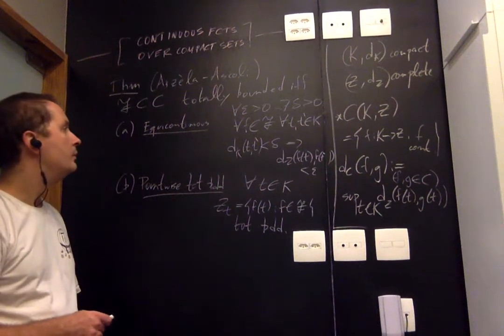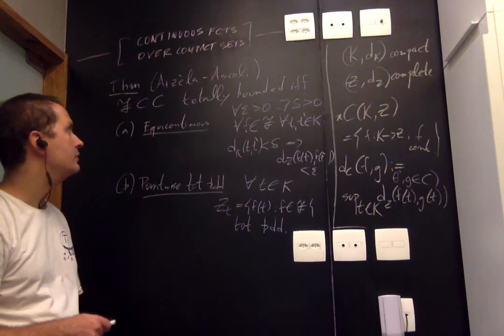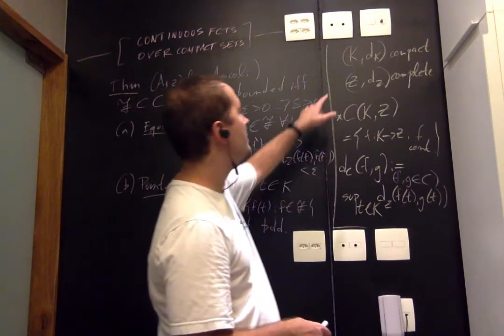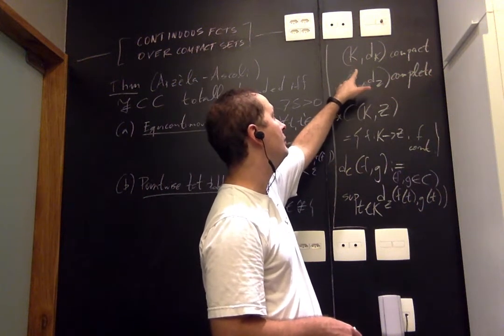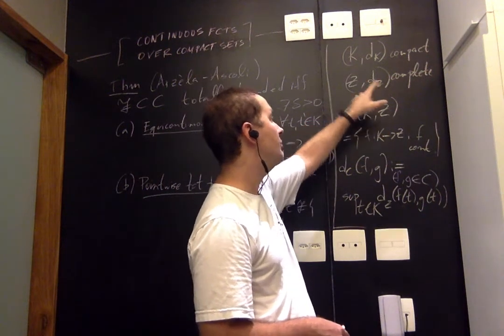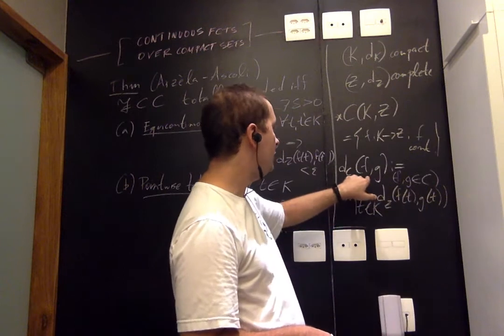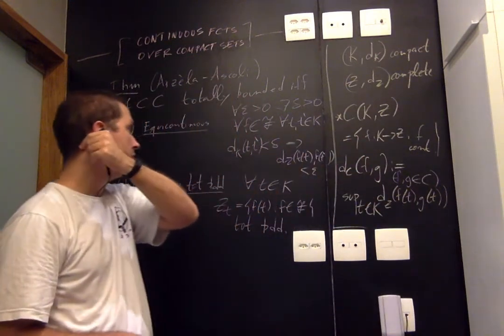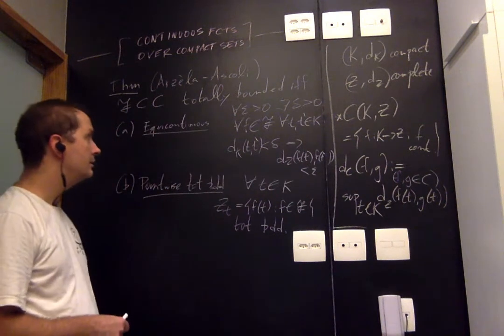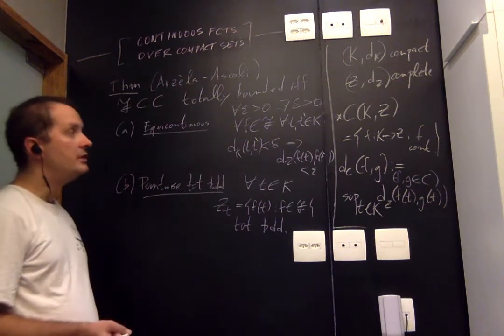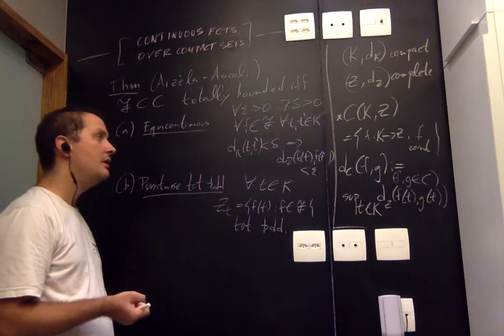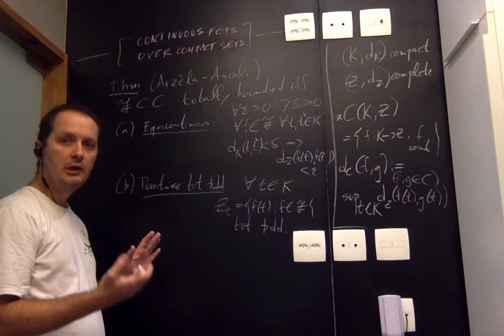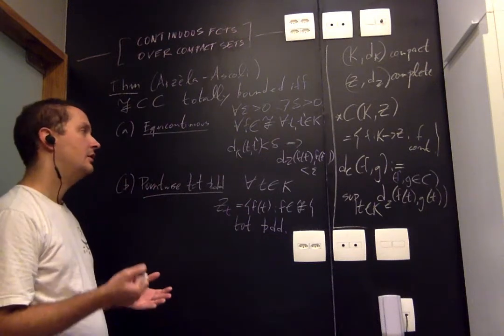Okay, so we arrive at the last theorem for this part of the course about compactness. Again, we have the space of continuous functions from a compact metric space K to a complete metric space Z, and we know that this expression here, D sub C, defines a metric on C, which turns it into a complete metric space. In general, it's not a compact metric space. As we saw, in general, it doesn't have this Heine-Borel property whereby all closed and bounded subsets are compact.